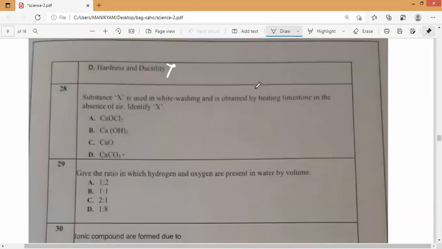This is very important. The substance X is used in whitewashing. Watch carefully. It is obtained from limestone in the absence of air. So what is that X they are asking? What is limestone, guys? Limestone is calcium carbonate.